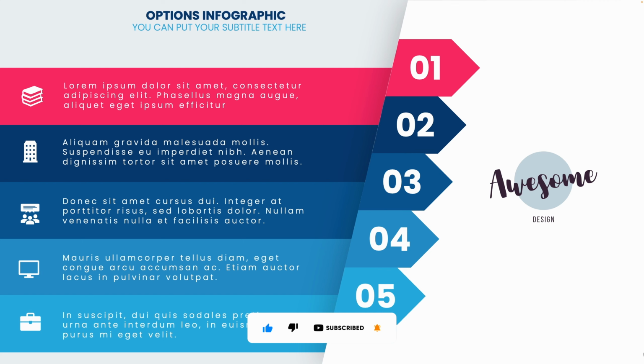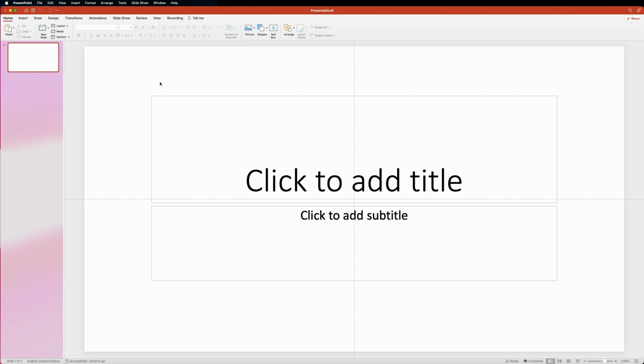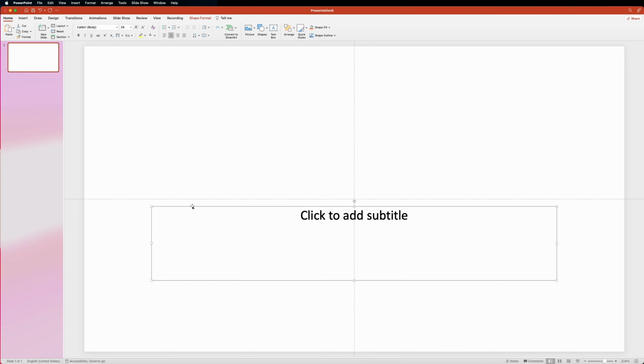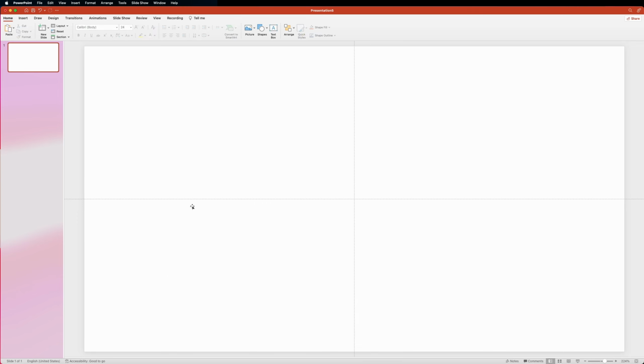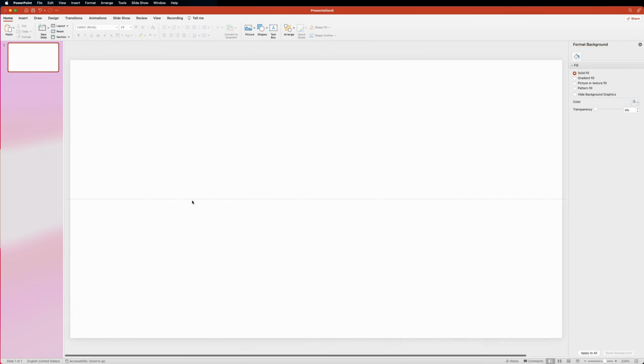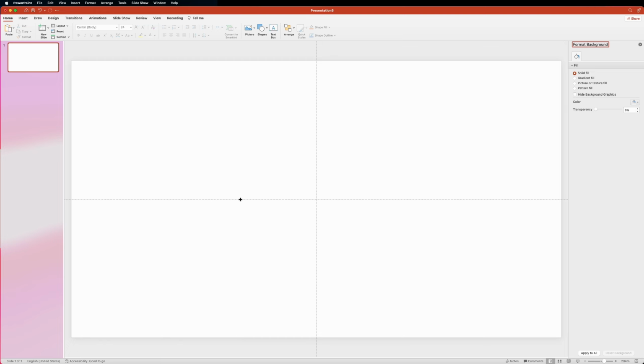Let's head over to a new PowerPoint presentation and get started. So we're now in PowerPoint, and first of all we need to remove these two text boxes. What we need to do now is to set the color of the background. To do that, you would need to right click on the background and select the format background option. It should open the format background panel on the right side of your screen.